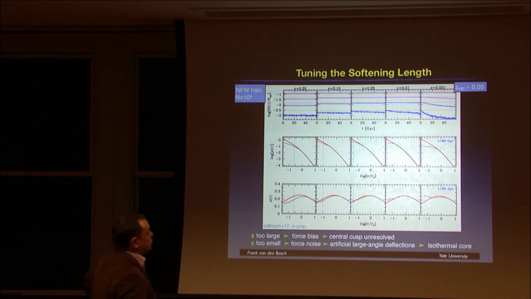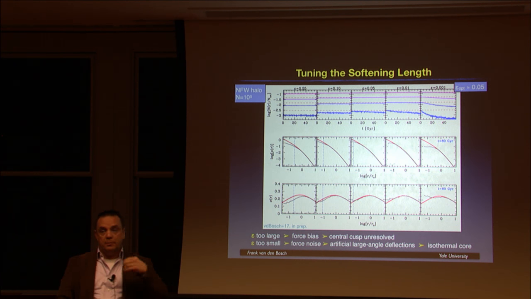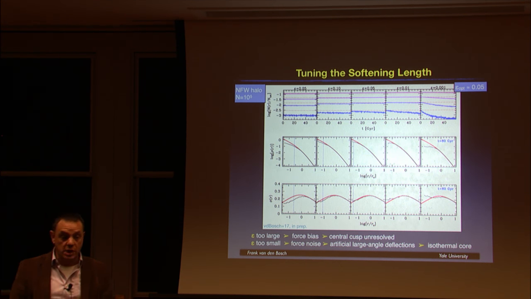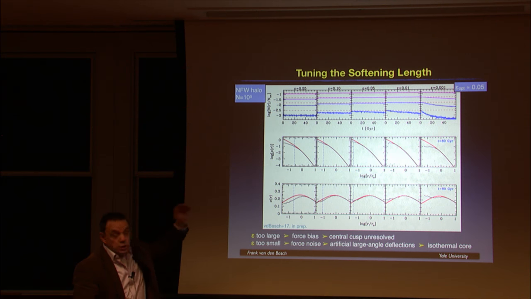And this is what people normally do. This is how they determine optimal softening lengths. There have been papers written on how you compute that. Very nice paper by Walter Dehnen. You should all read it. So this is what you normally do.